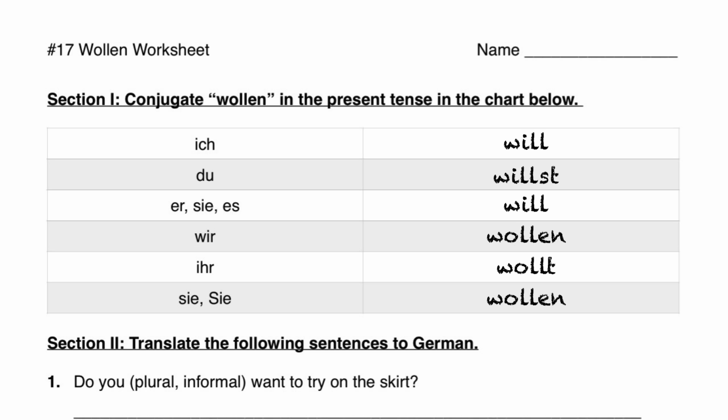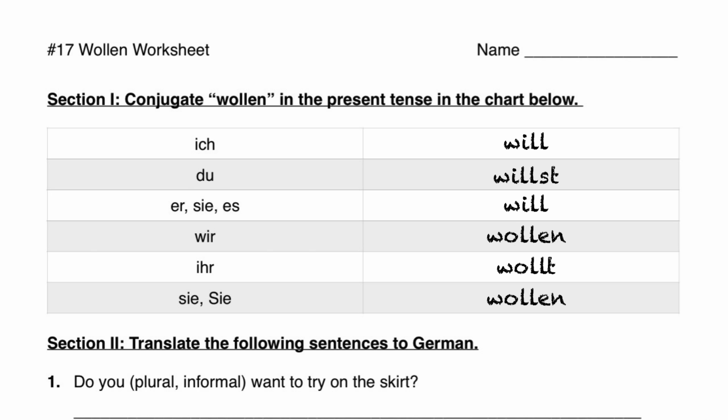Wollen can be used in the same way that möchten can be used. Möchten means would like, wollen means want, and möchten is generally considered to be a little bit more polite than wollen, so that's one way that you might differentiate. Also, möchten is going to be used most of the time without an extra verb, whereas wollen is probably going to need an extra verb attached to it.